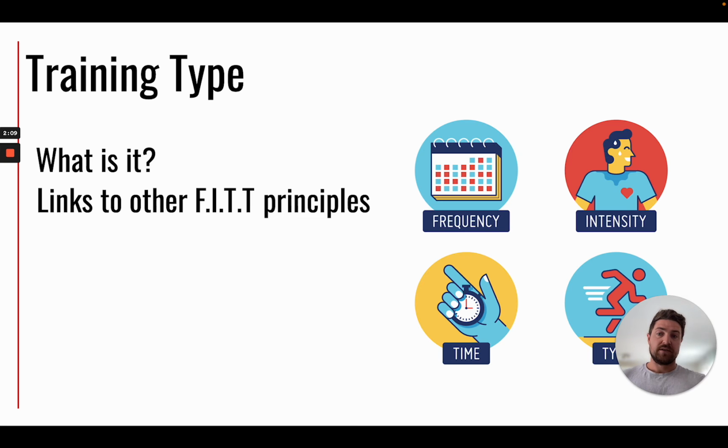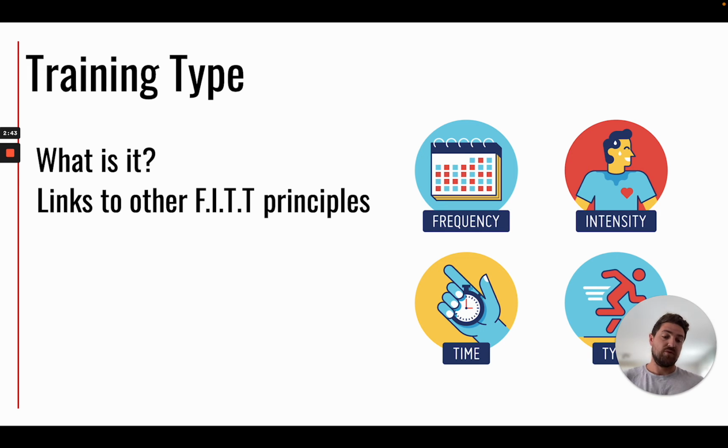Next one is, how does it link to the other FIT principles? The type of training you do is going to impact the frequency. Things such as yoga can be used as more of a relaxing form of activity and exercise. You could do that more frequently because there's less physical impact on your body if it's a low intensity session. You can get some yoga sessions that are very hard, very draining, and therefore your frequency will drop.